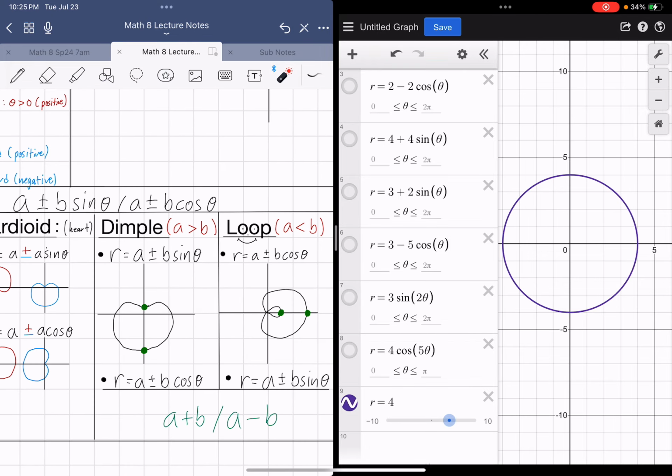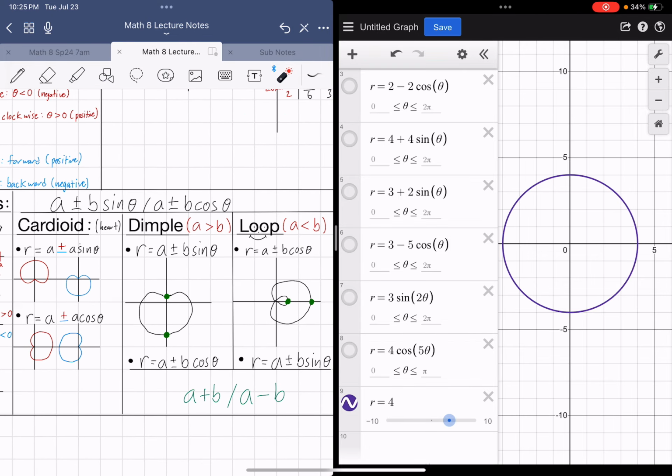Right, so let me try to zoom out. It's going to be these 3 cases here. Hopefully you can see that. So one looks like a heart. One has this little dimple, almost like an apple. And then one has this internal loop inside of that rotation, that circular shape. Now, how do I know which one is which?